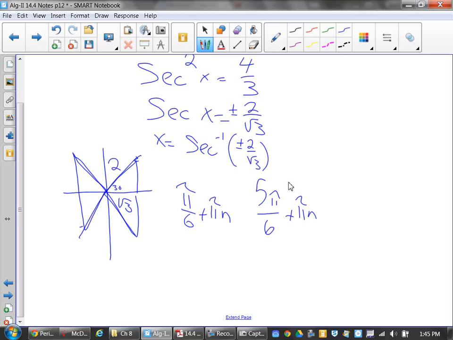Are we ever going to subtract these, or is this strictly addition? What do you mean? Like, are you ever going to do pi over 6 minus pi n? Oh, we're positive thinking people. So we're always looking at positive revolution, okay? We're always looking at positive revolution.